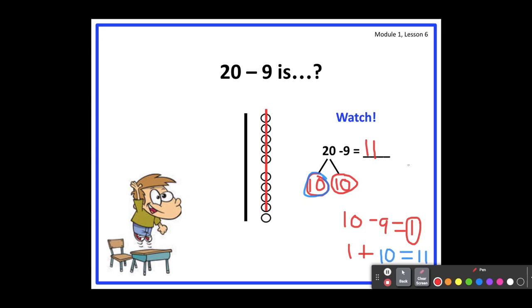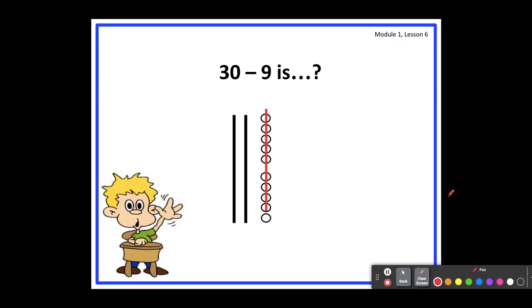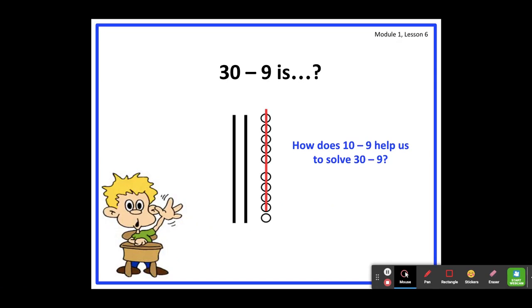I'm going to show you again with a different equation. Pay very close attention. Here we have the equation 30 minus 9. Now, I only have the quick tens and circles here just so that you can visualize 30 minus 9. But the strategy that I really want you to work on today is building number sense by breaking apart 30. That means that you are going to break apart 30 using a 10.